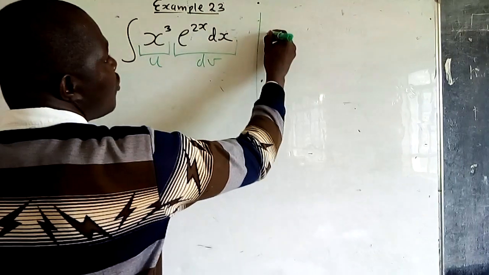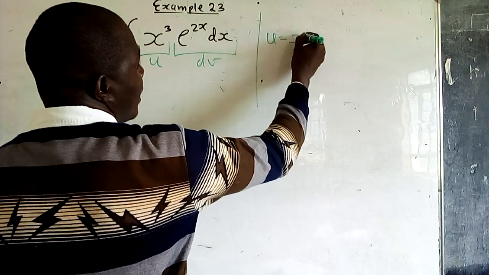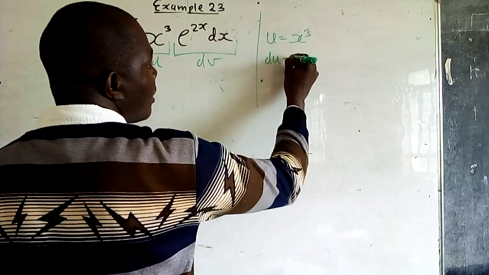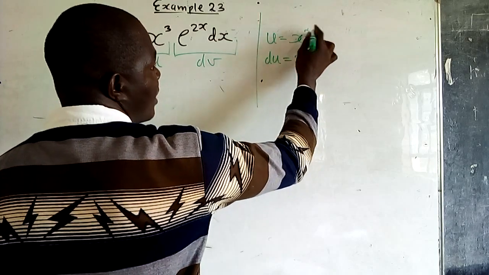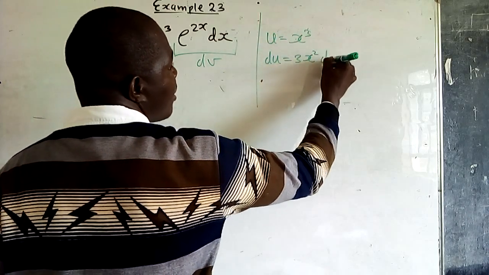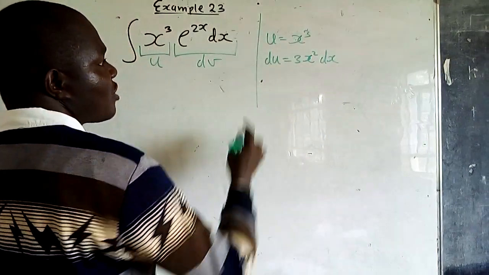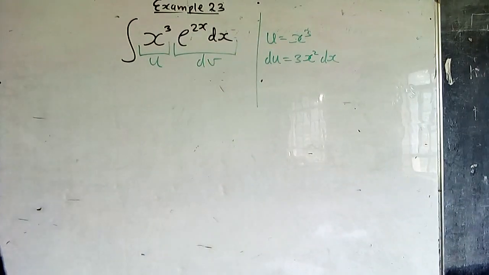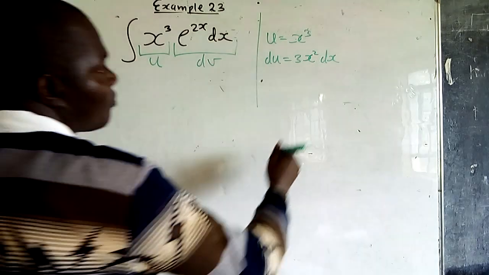So here we have u equals x cubed. If you differentiate u with respect to x, you get 3x squared, then dx. Because du over dx is 3x squared, then you take dx to the other side, isn't it? Yes. Are we together? Then what is dv?